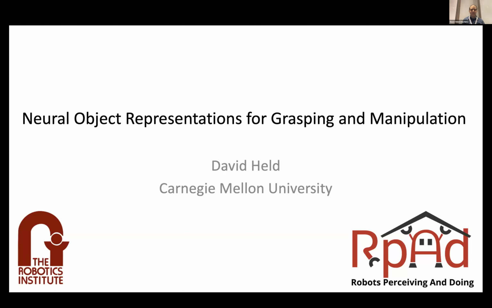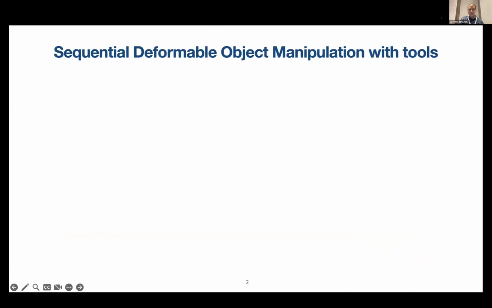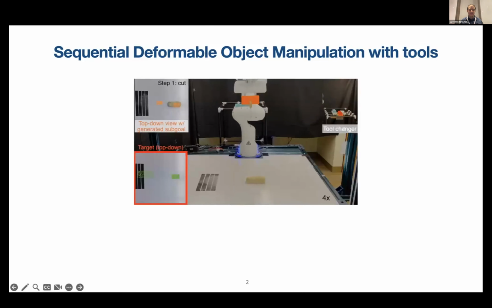Great. Thanks, everyone. So today I'm going to talk about a few different ways that neural representations can be used to capture objects for grasping and manipulation. The first challenge I'm going to talk about is how can we learn to manipulate deformable objects with tools for sequential tasks. So here's a visualization of what we eventually want to do.